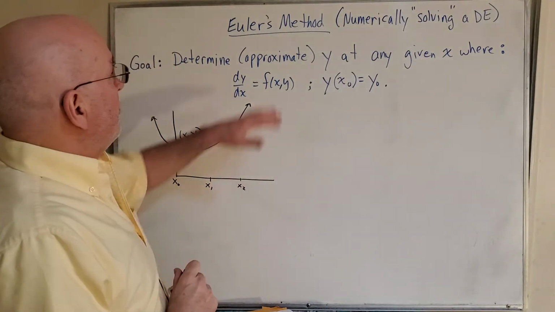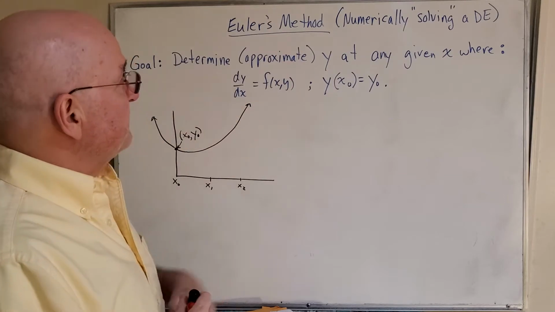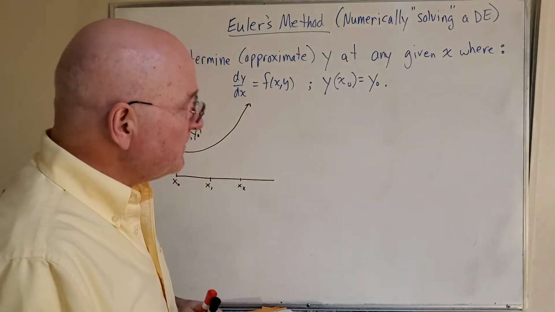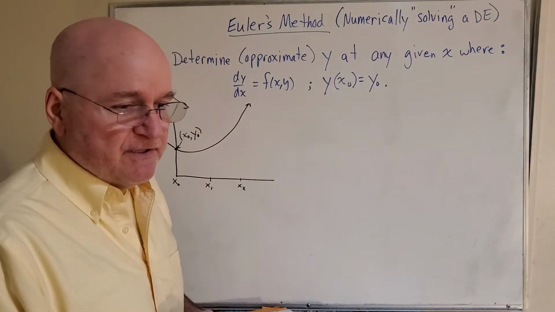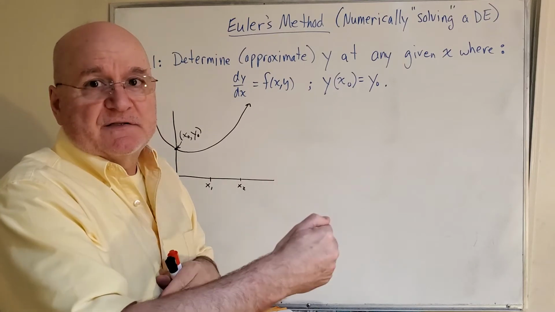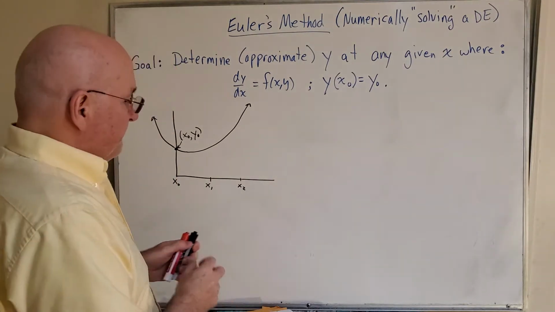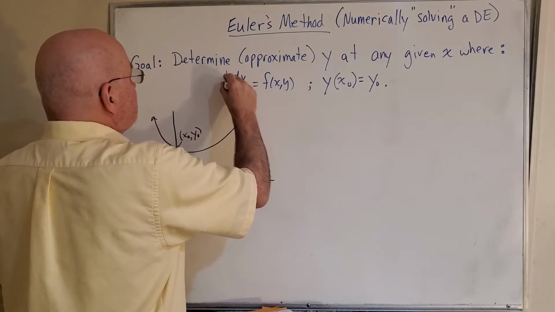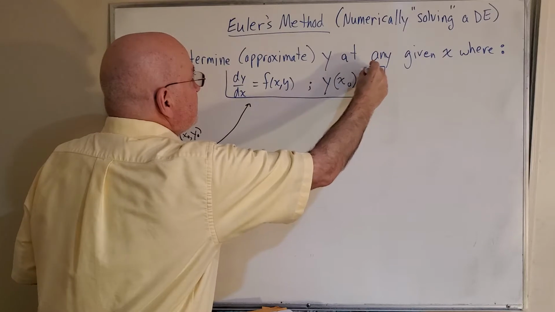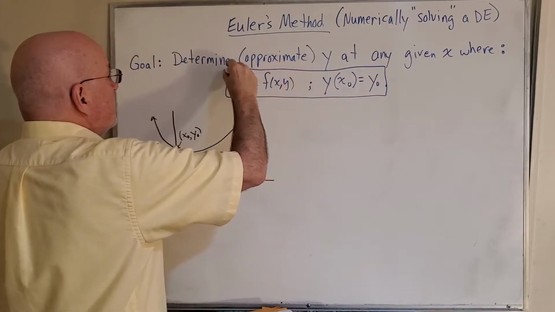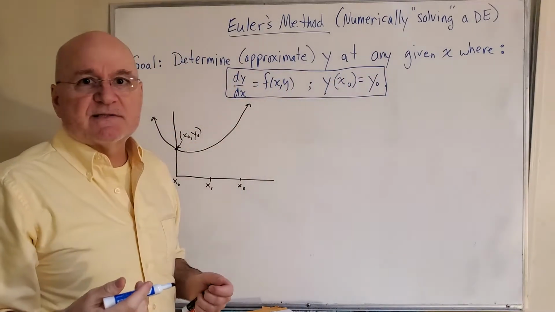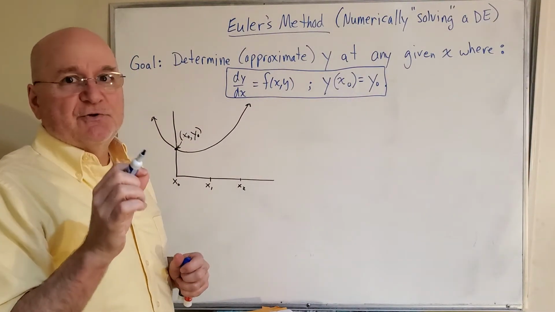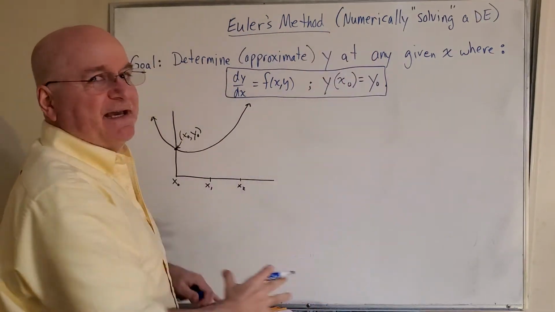So that's exactly what Euler's method is going to do. Numerically solving, I should have maybe said estimating or approximating a differential equation, and just at certain points. So what we're given is the differential equation. Actually, an initial value problem is what it needs to be. We're given this, which is essentially a slope field. We can tell the slope of the solution at any point in the plane.